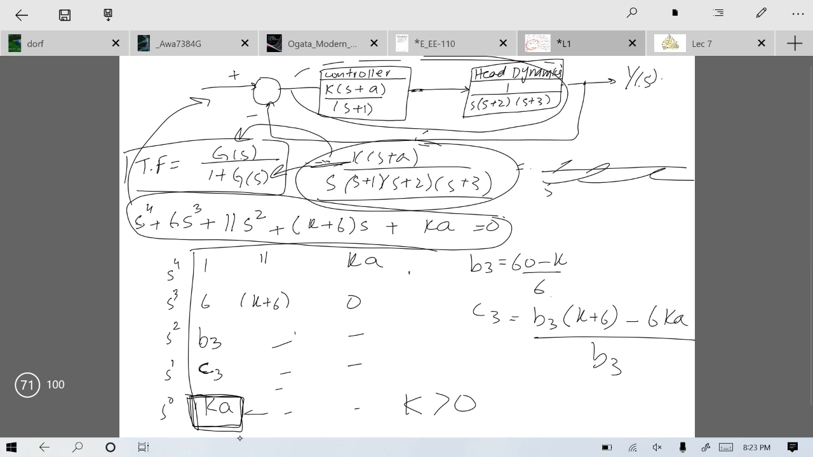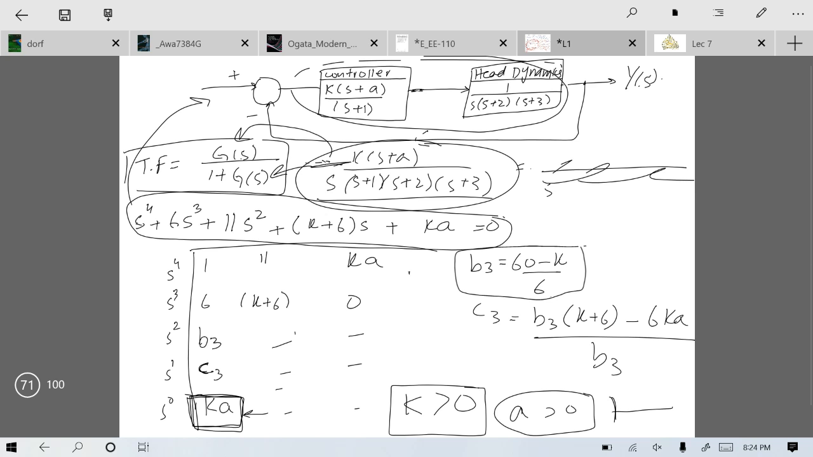So if this term has to be positive, then this k obviously should be greater than 0. So from here I can conclude that k should be greater than 0, and a should also be greater than 0. None of them can be 0 or less than 0, neither k nor a. K and a both should be greater than 0. If any one of these two is less than 0, then this term will be negative, and if this term is negative, then your system is unstable. So I have found the lower range for k and a from this ka term.